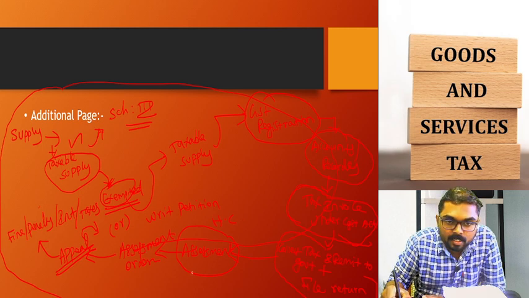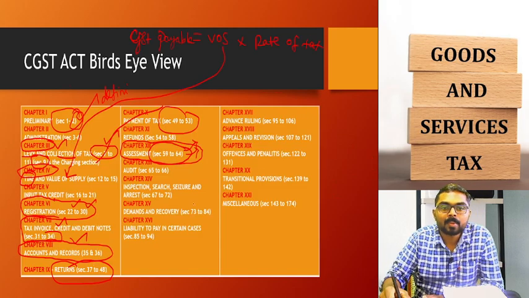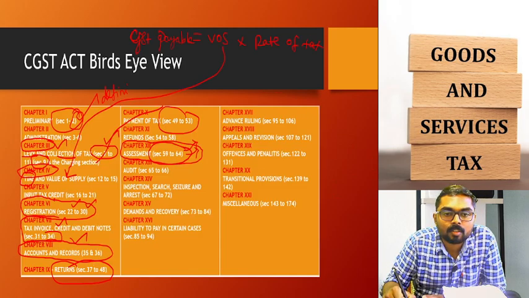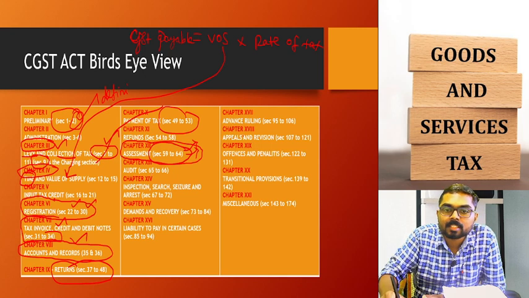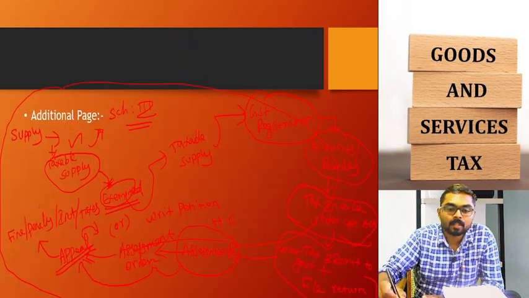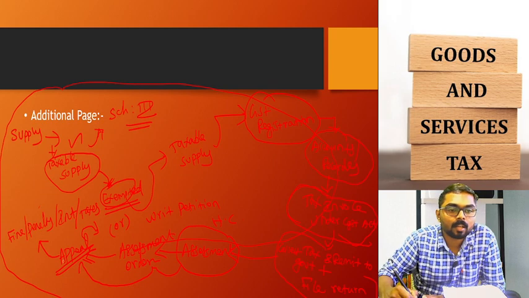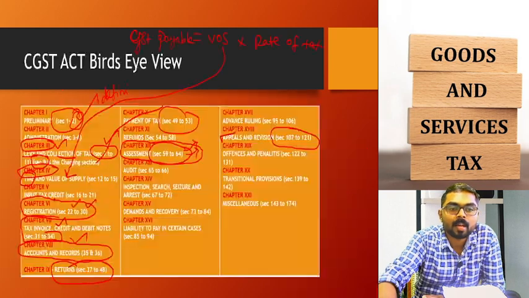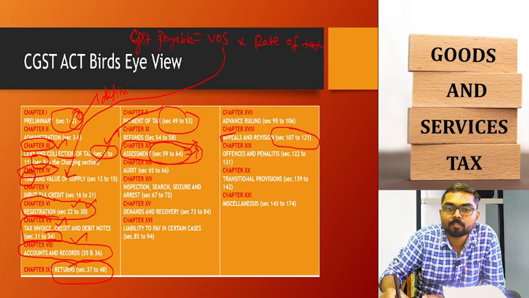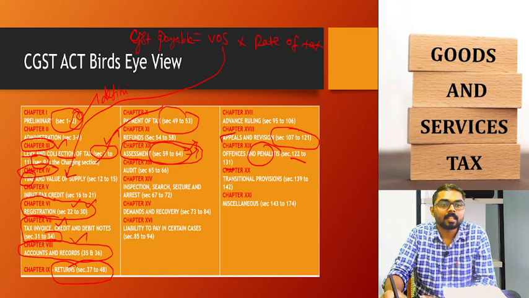After that, what we have seen: after passing the assessment order, a registered person can go for appeal. Related sections they have covered in section 107 to 121, appeals. Once the registered person loses his case, then he needs to pay a penalty and interest. Offenses and penalties they have covered from section 122 to 131.